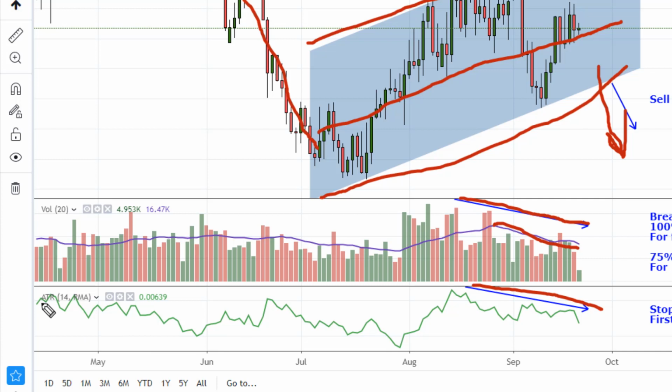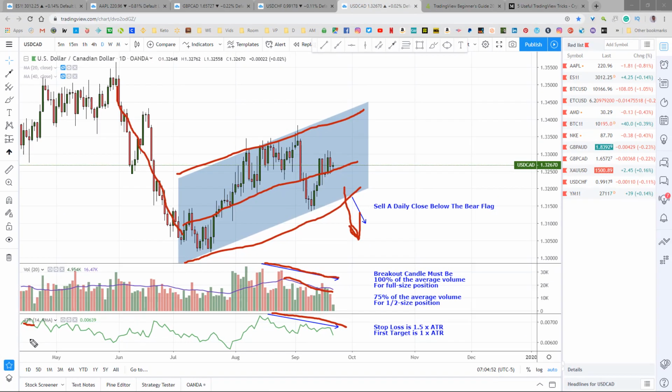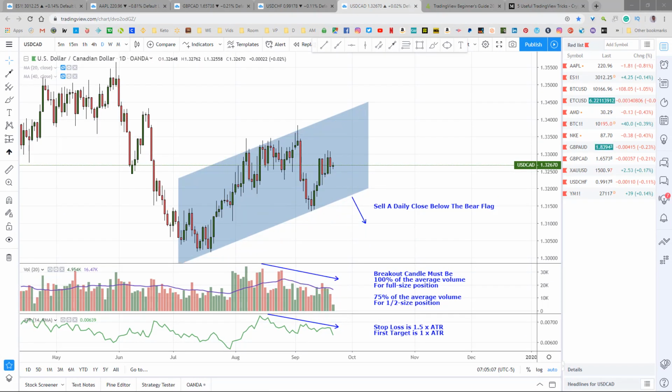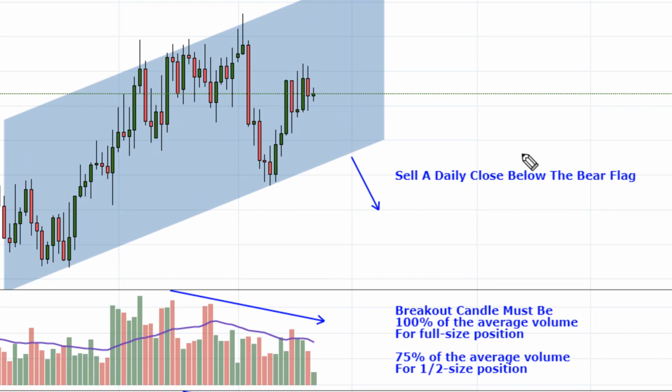And of course the volatility is measured by the ATR, or the average true range, which is simply an average of the length of the last 14 candles. Here's the plan if you hadn't figured it out yet. We're going to sell a daily close below the bear flag.